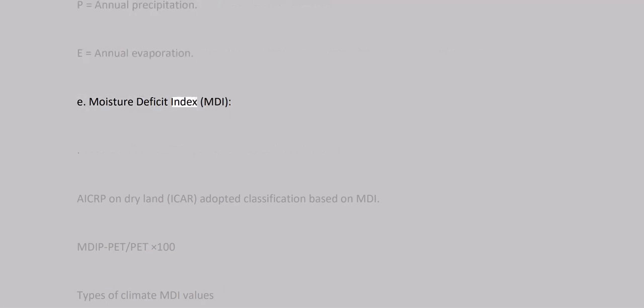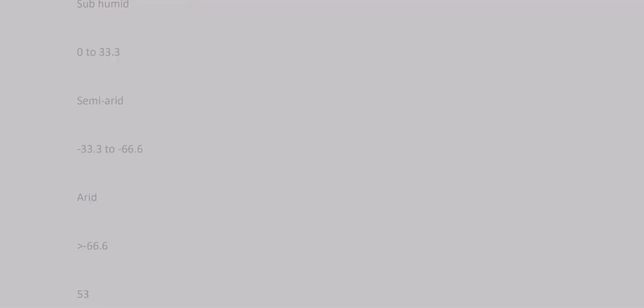E. Moisture deficit index, MDI. AICRP on dryland, ICAR, adopted classification based on MDI. MDI = (PET − P)/PET × 100 gives the types of climate. MDI values: subhumid 0 to 33.3, semi-arid −33.3 to −66.6, arid −66.6 and below.